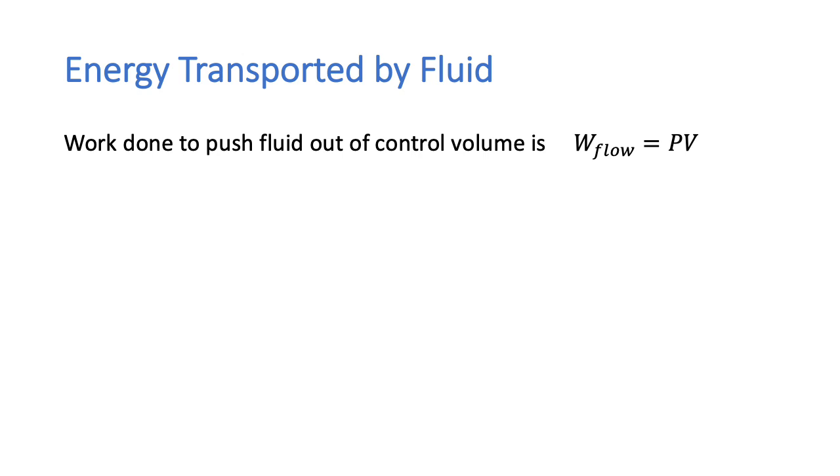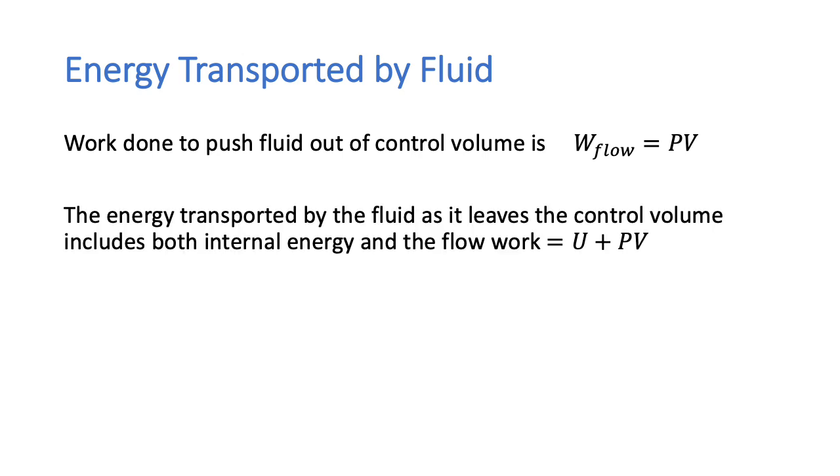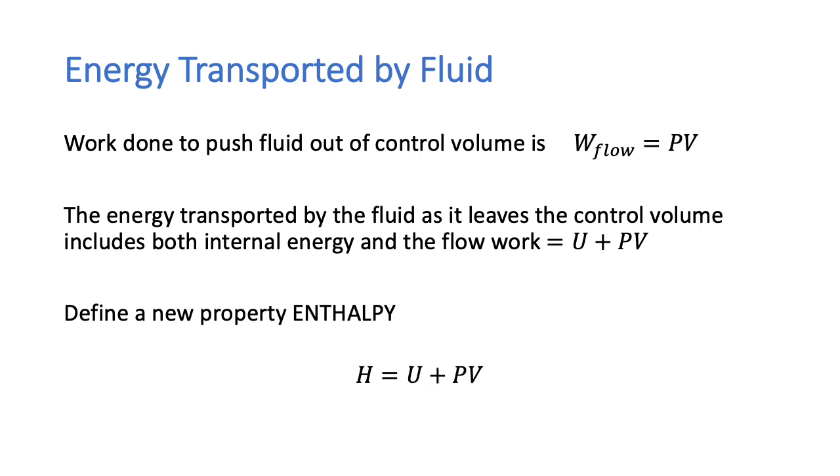But this energy is carried out by the fluid as it leaves the control volume. So the energy transported by the fluid as it leaves the control volume includes both the internal energy and the flow work. So that is U plus PV. We are going to define a new property which we'll call the enthalpy. We'll give it the symbol H, and this is equal to U plus PV.